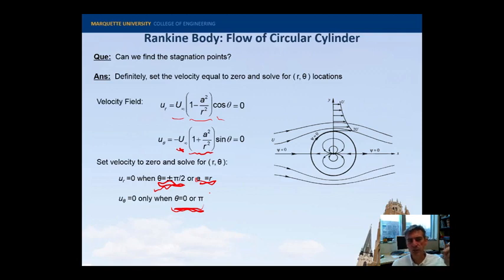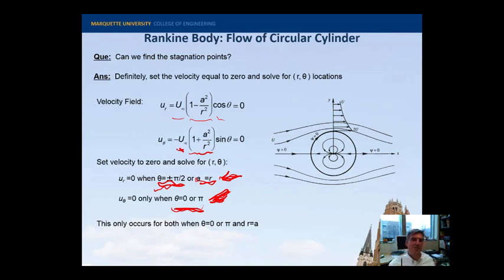So when I compare these two, the second equation, the u theta equation, didn't tell me anything about r, right? And so if I want to know where the flow is 0 with respect to r, I have to take this bit right here. So it's going to be 0 at r is equal to a. And also, if I want to make u theta equal to 0, I can only pick theta as 0 or pi. So together, I get the idea that the stagnation points only occur at theta is equal to 0 or pi, and at r is equal to a. And I have two stagnation points.